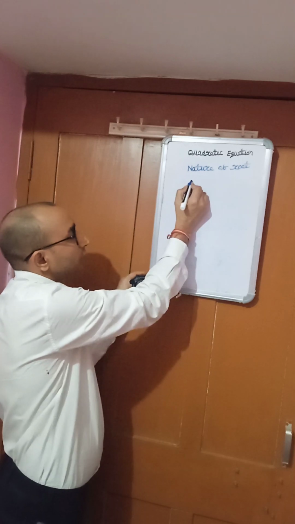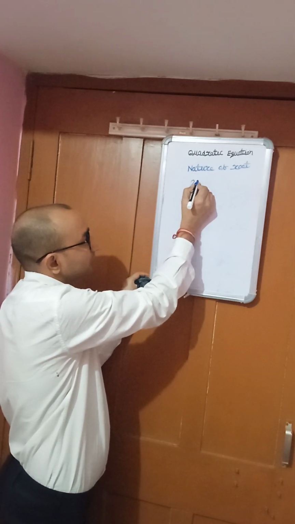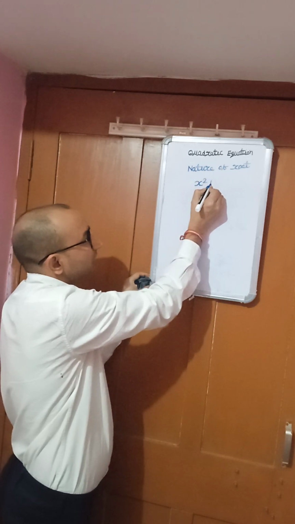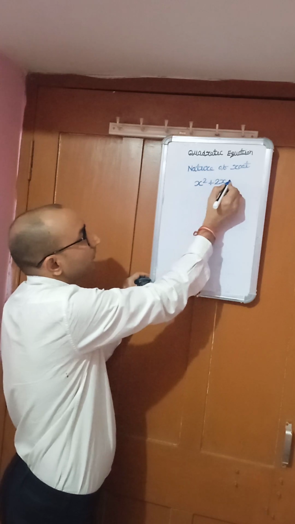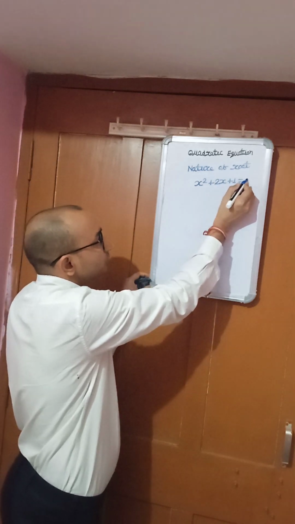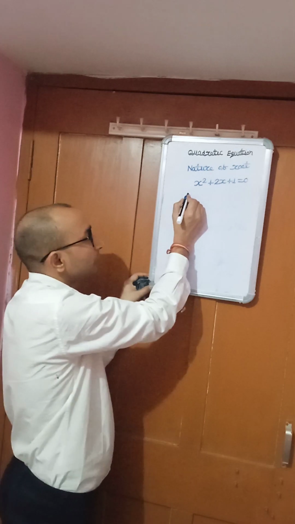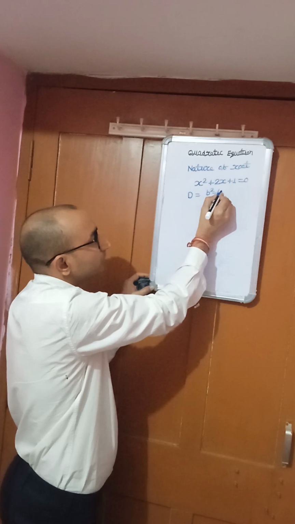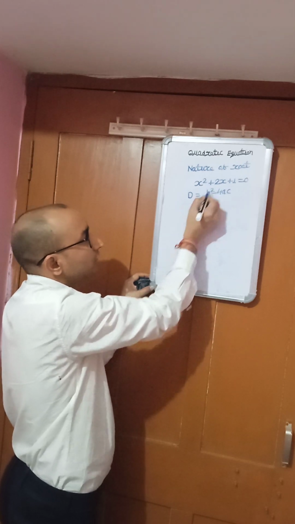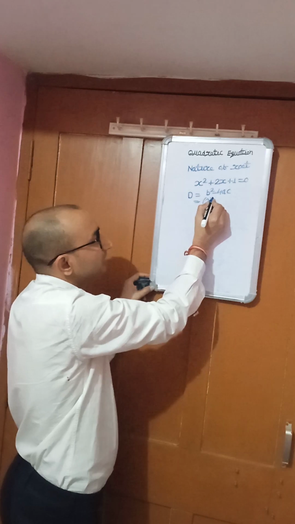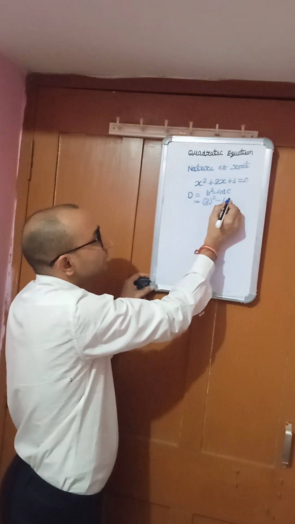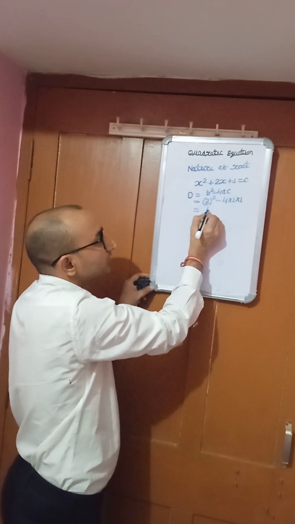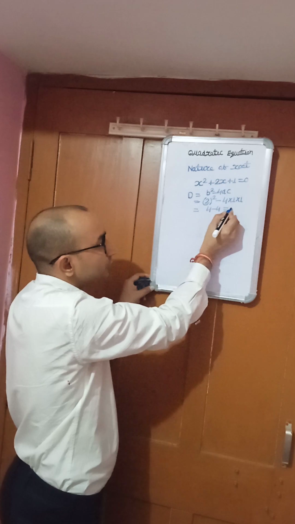So let us take one problem on the second condition. If we write x square plus 2x plus 1 equals 0, then first of all we have to find D equals b square minus 4ac. See here, the value of b is 2, so 2 square minus 4, a is 1, c is also 1, then it becomes 4 minus 4 equals 0.